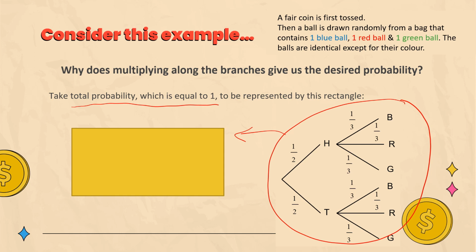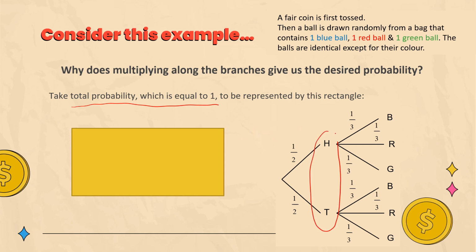Alright, so in our probability experiment, the first thing that we did was to toss a coin to get heads or tails, and that is a probability of half each. So in this rectangle, what I am going to do is divide it into 2 equal parts.